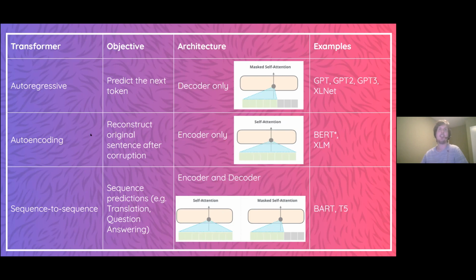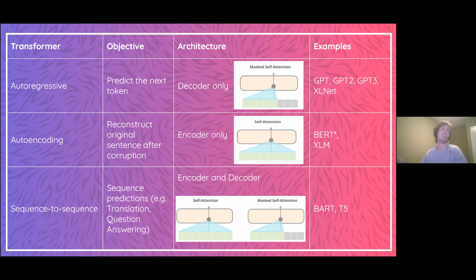And then we have an autoencoding transformer. The objective is to reconstruct the original sentence after it's been corrupted. The way they corrupt sentences is, one, they can take a full sentence and just mask out one word, and then they can say, okay, model, you don't see this word anymore, but you see all of its surrounding words. Tell me what this word is. It forces it to pay attention to the surrounding words to try to get a good representation of itself. So that's one task.